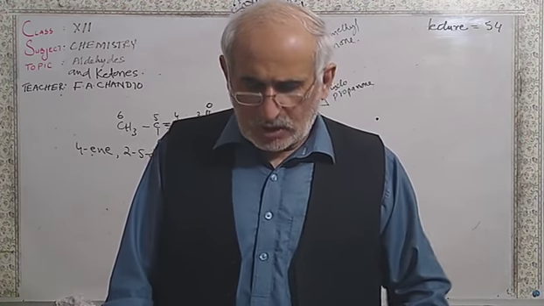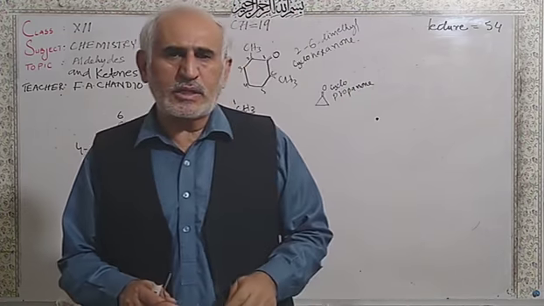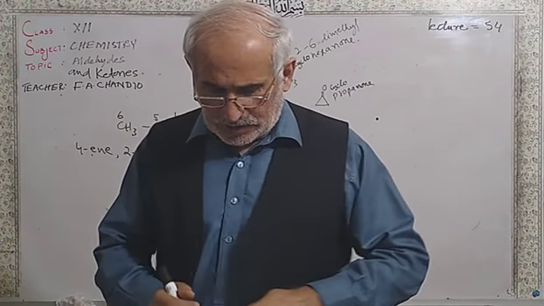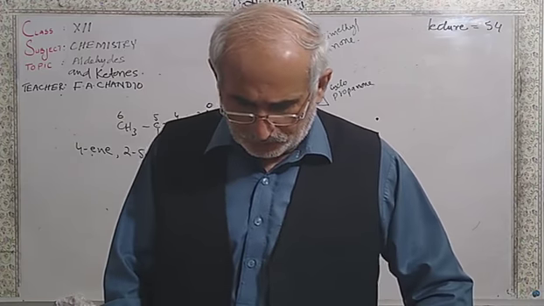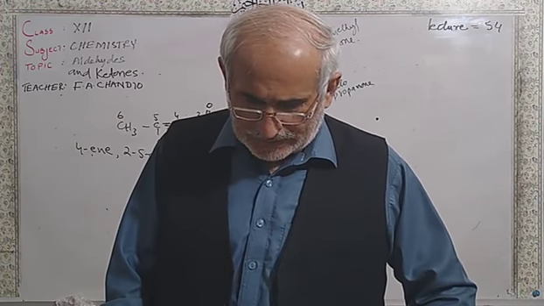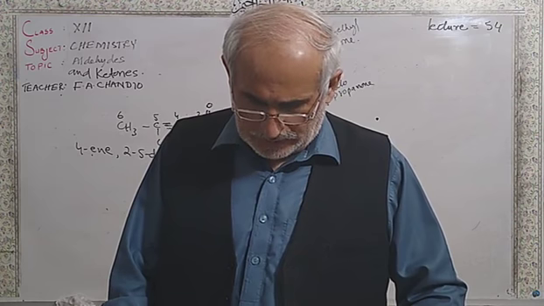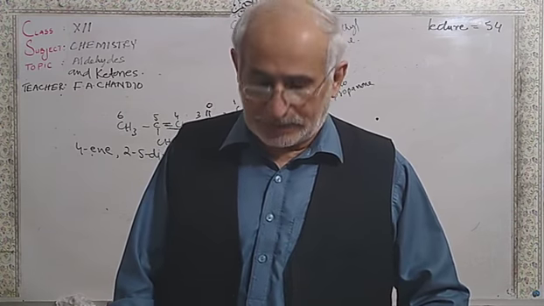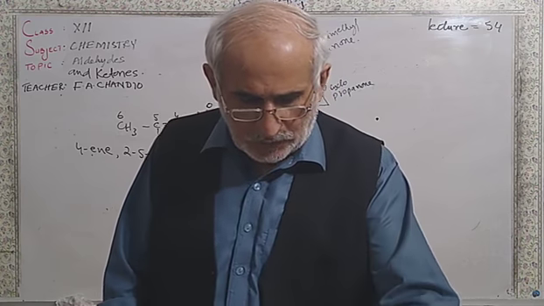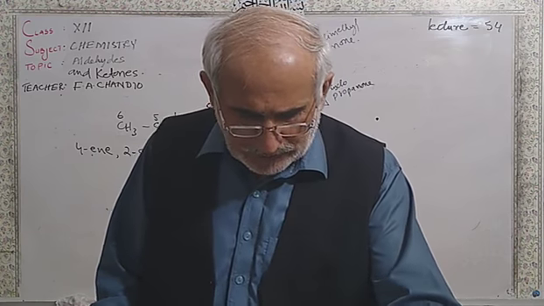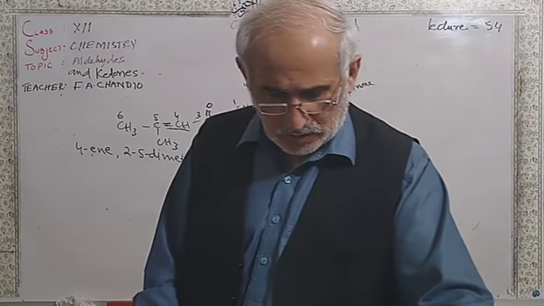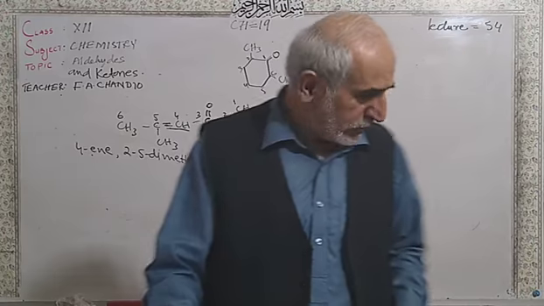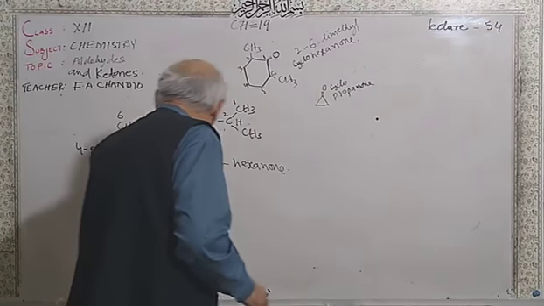Aldehydes and ketones have a lower boiling point than analogous alcohols because in alcohols and water strong hydrogen bonding is there, but in aldehydes and ketones hydrogen bonding is not there. They are more soluble than alkanes, which are purely non-polar hydrocarbons, but less soluble than alcohols in aqueous medium. Now we are going to start the preparation of aldehydes and ketones.